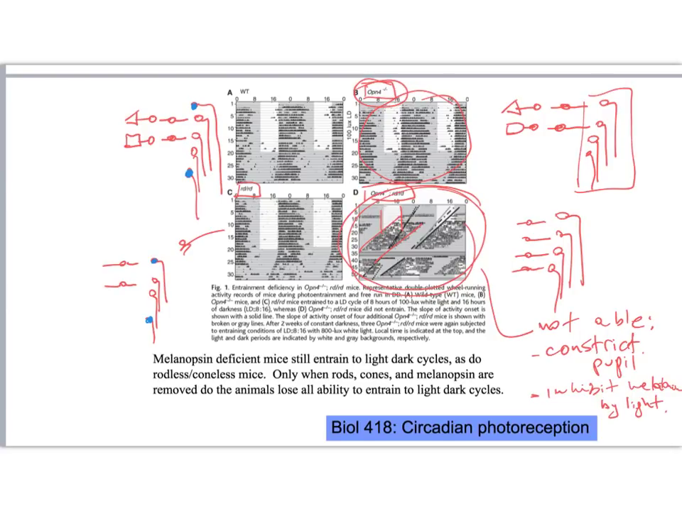So obviously, when you remove the melanopsin gene and rods and cones, you render these animals totally blind, indicating that indeed melanopsin, when rods and cones are gone, is essential for these non-image forming photoreception functions.